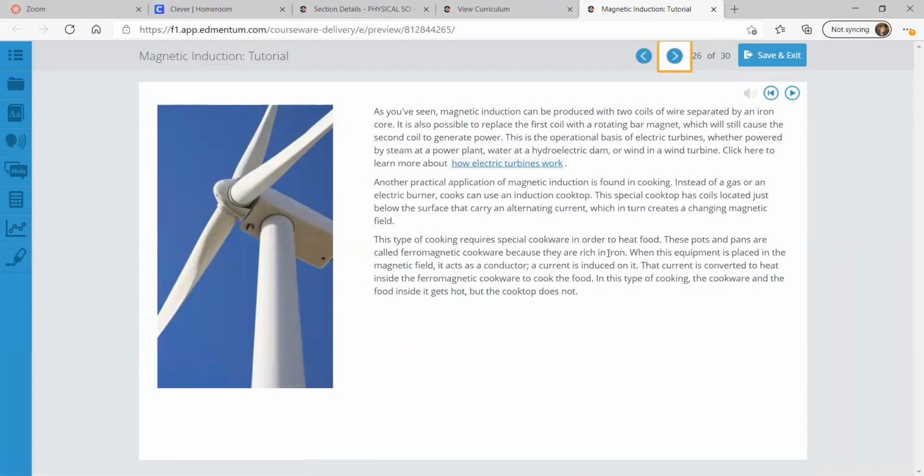As you've seen, magnetic induction can be produced with two coils of wire separated by an iron core. It is also possible to replace the first coil with a rotating bar magnet, which will still cause the second coil to generate power. This is the operational basis of electric turbines, whether powered by steam at a power plant, water at a hydroelectric dam, or wind in a wind turbine. Click here to learn more about how electric turbines work. We can look at that later.